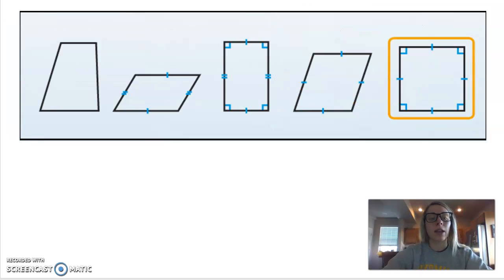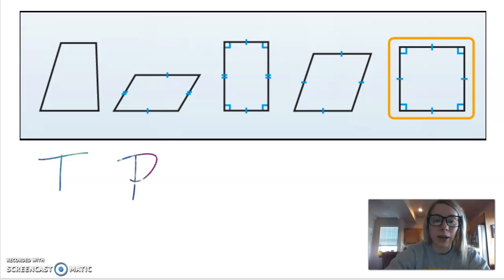So there's something a little bit tricky to note about quadrilaterals. Quadrilaterals can be classified as many different things. So when you're looking at a quadrilateral, it can be a rhombus as well as a parallelogram. It can have multiple different names. So I'm just going to go back over one more time. This is a trapezoid.